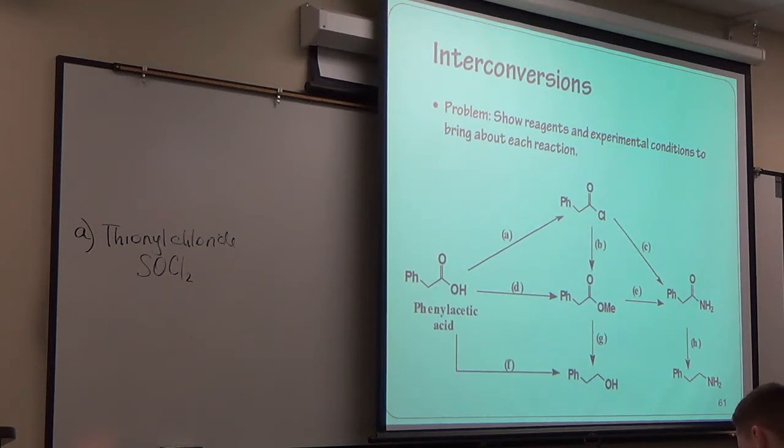So we're taking now the acid chloride that we made in A, and now we want to make an ester. So what would we need?